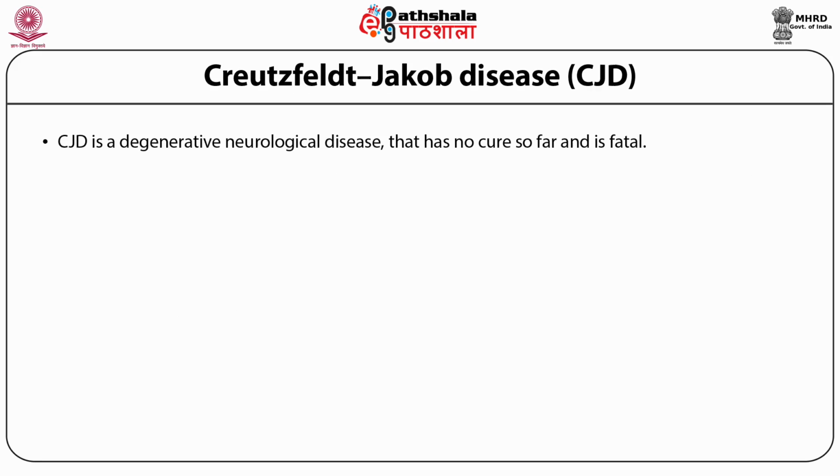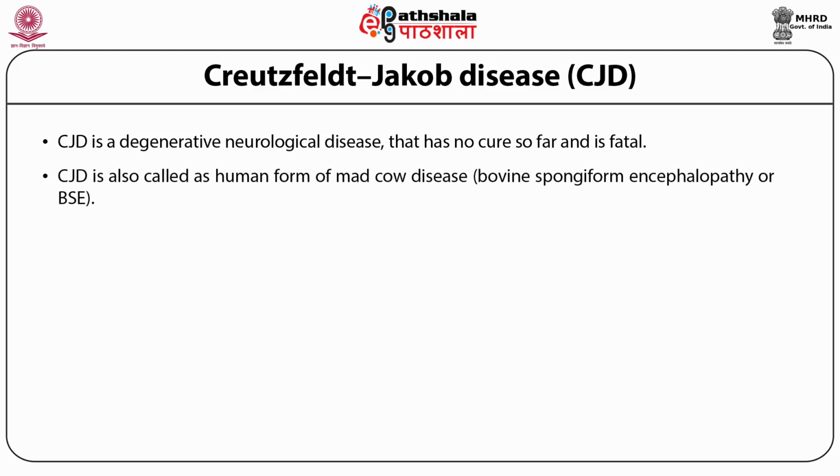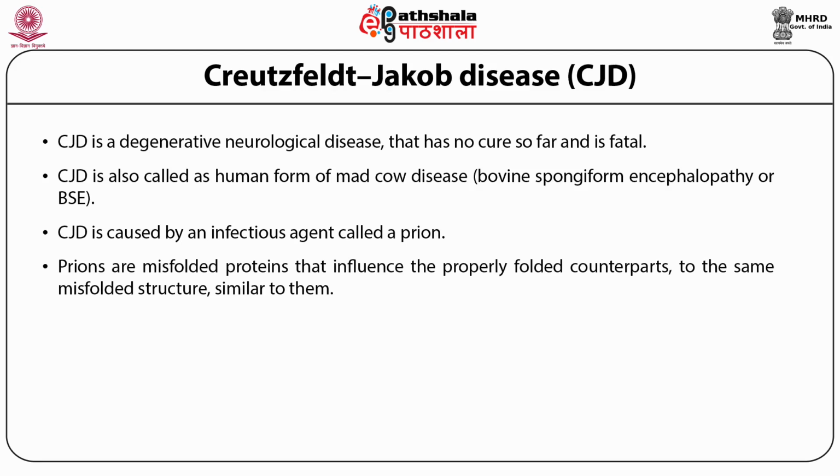CJD is again a degenerative neurological disease that has no cure so far. It is again a fatal disease. It is also called the human form of mad cow disease. CJD is caused by an infectious agent called a prion protein. Prions are misfolded proteins that influence the properly folded counterparts to take on the same misfolded structure as themselves.